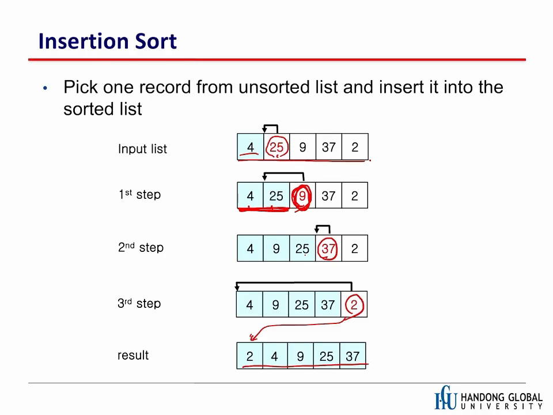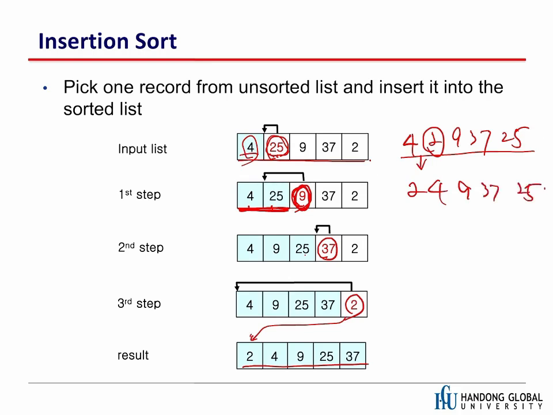So the idea is simple. First, we start from the second element because we can assume that the first element is sorted already, no matter what it is. Let's say the original list is 4, 2, 9, 37, and 25. When we start with the 2, it will become 2, 4, 9, 37, 25, because 2 is smaller than 4. But in this case, 25 is larger than 4, so this is the sorted list. And now we put 9 between these two.